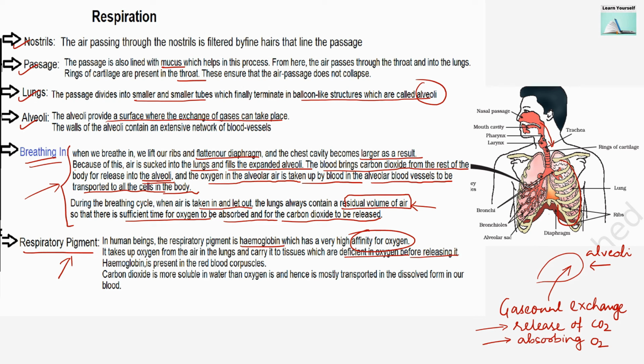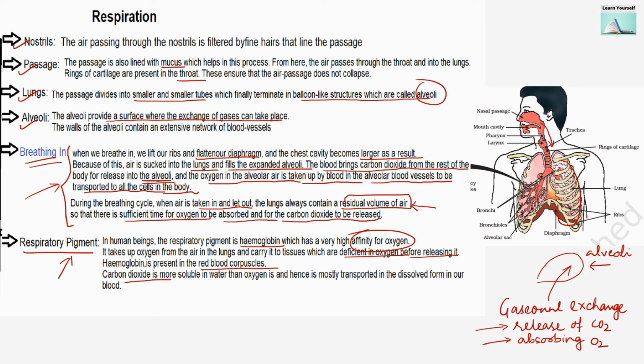Hemoglobin is present in red blood corpuscles, and once it attaches with the oxygen, it makes a compound called oxyhemoglobin. Then it goes to the cell which is deficient in oxygen, and it releases the oxygen into the oxygen-deficient cell.